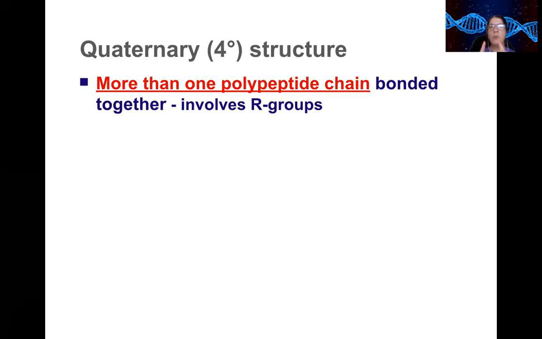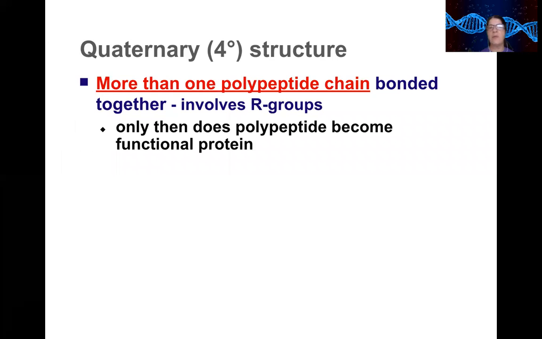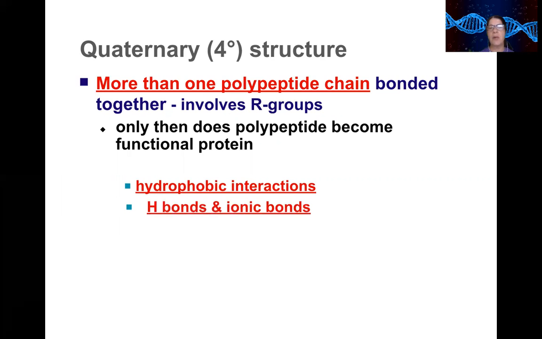So how are these 2 polypeptide chains held together? They're held together the same way that tertiary structure is held together. It involves the R groups and it involves the same type of interactions: hydrophobic interactions, hydrogen bonds and ionic bonds, and disulfide bridges. So tertiary and quaternary structure are made possible by the side chains, the R groups. So the R groups interact and the type of interactions are identical. What's different about quaternary structure is that the interactions are between different polypeptide chains, whereas in tertiary structure, the interactions are within the same polypeptide chain.